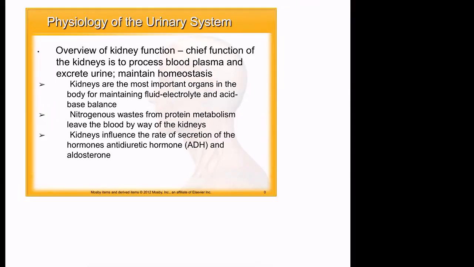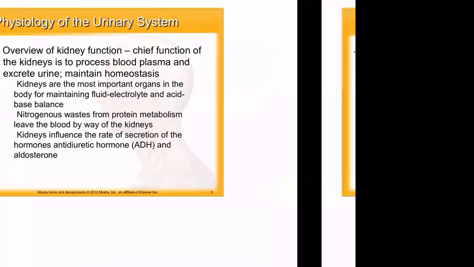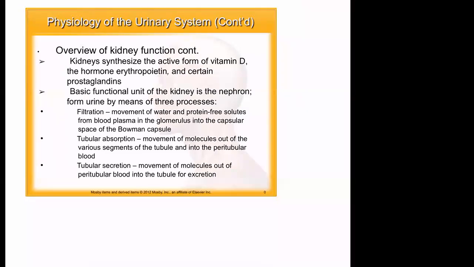And then of course, ADH and aldosterone are acting at the level of the kidney, specifically at the level of the nephron, even more specifically at the level of those tubules of the nephron that are going to allow for water or salt absorption, which is going to change the amount of water in the blood, which is going to change blood volume. Here's another thing that people don't necessarily understand.